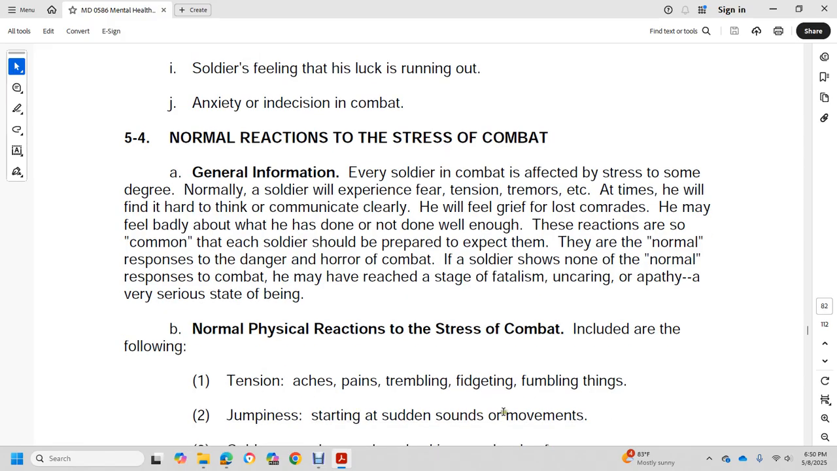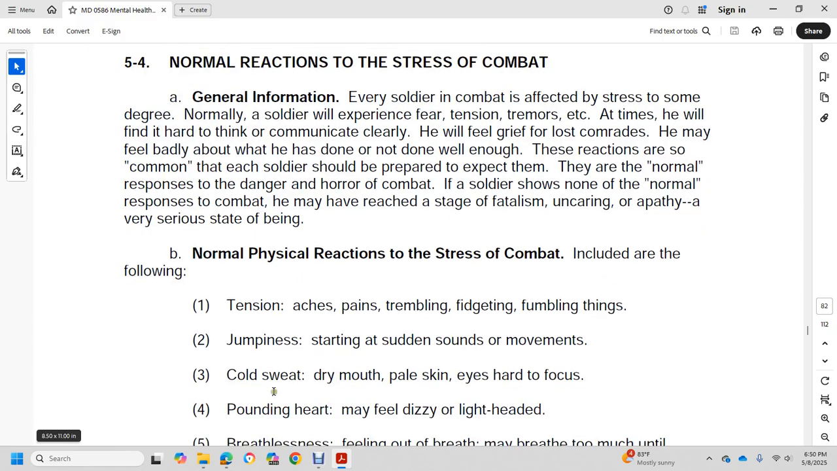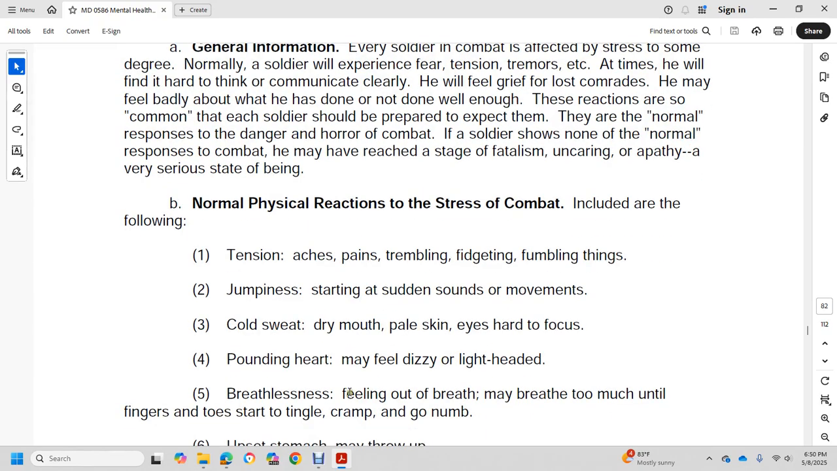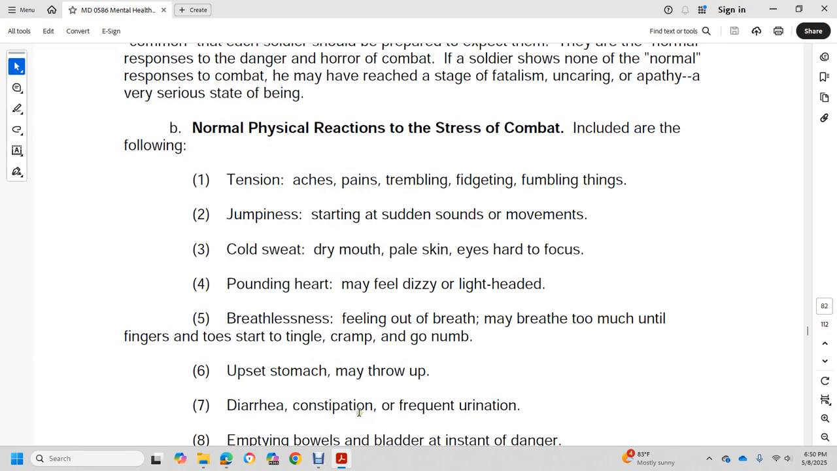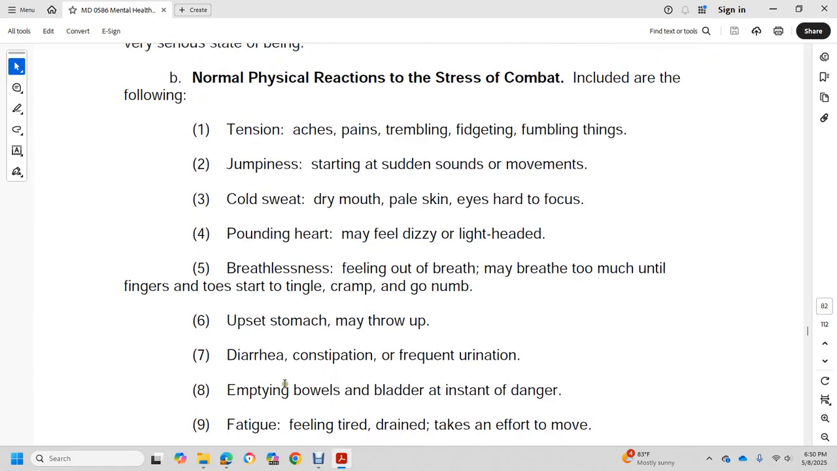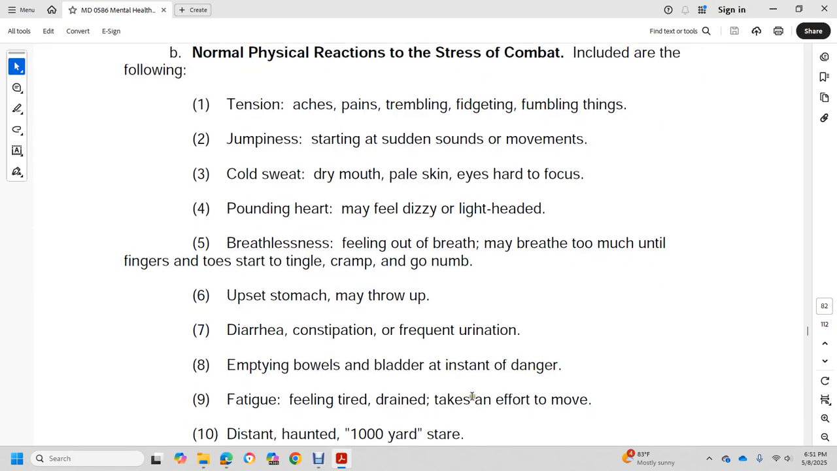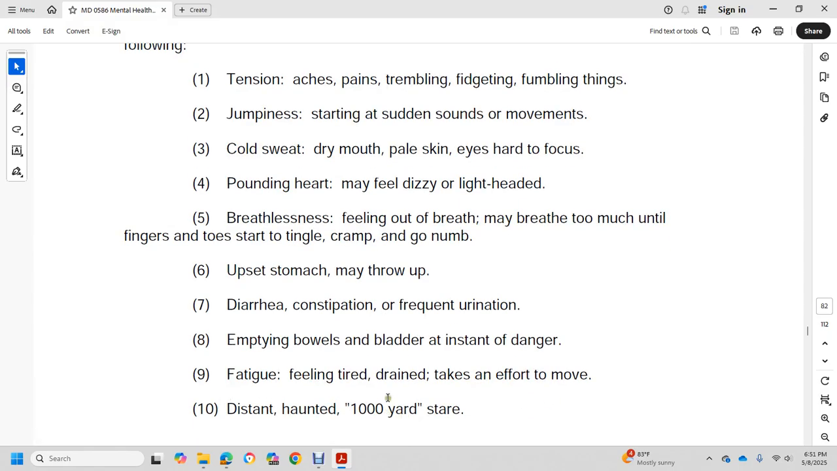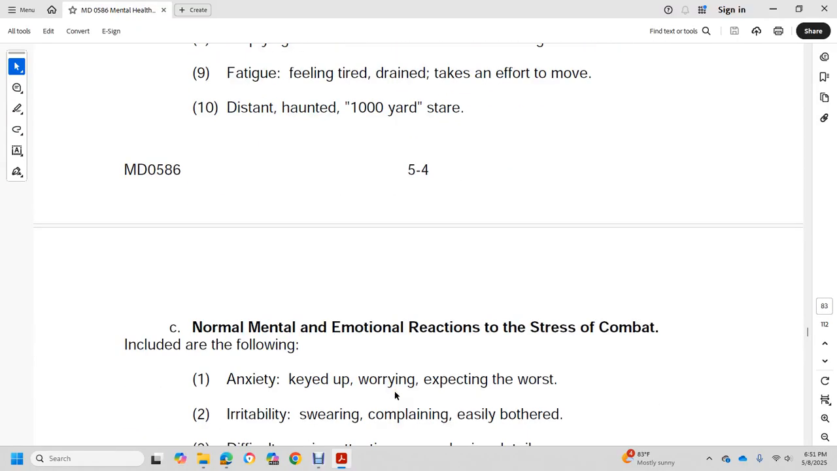and sudden movements, cold sweat, dry mouth, pale skin, eyes hard to focus, pounding heart, feeling dizzy or lightheaded, breathlessness, feeling out of breath, or breathing too much and feeling the fingers and toes tingle, cramp, or go numb, upset stomach, may throw up, diarrhea, constipation, frequent urination, emptying bowels or bladder in instant danger, fatigue, feeling tired and drained, taking an effort to move, the haunted 1,000-yard stare.